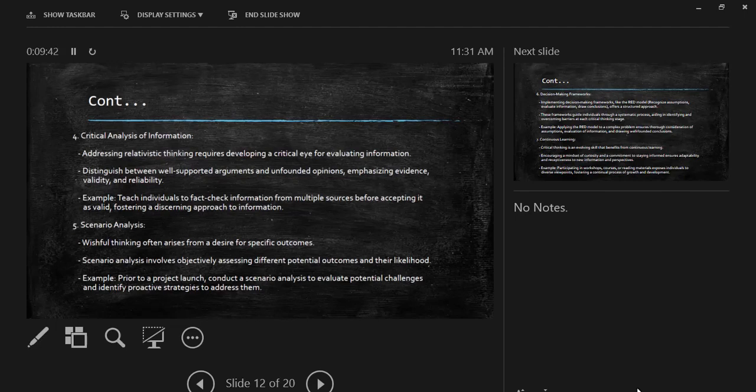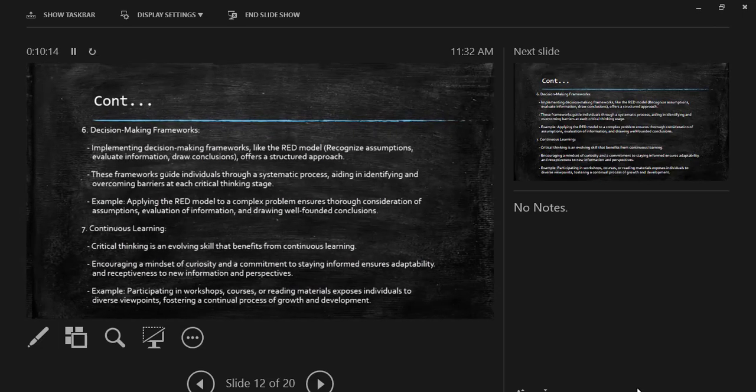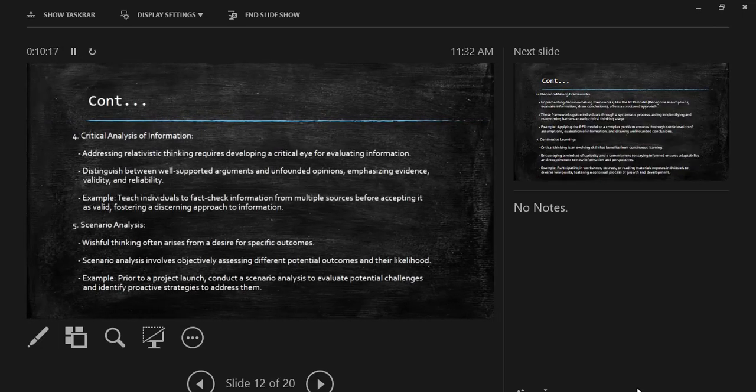The fourth one is critical analysis of information. This strategy helps us overcome relativistic thinking and requires developing an eye for evaluating information, distinguishing between well-supported arguments and unfounded opinions, emphasizing evidence's validity and reliability. Example, teach individuals to fact check from multiple sources before accepting something as valid, fostering a dissenting approach to information.